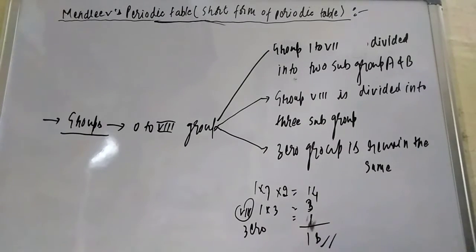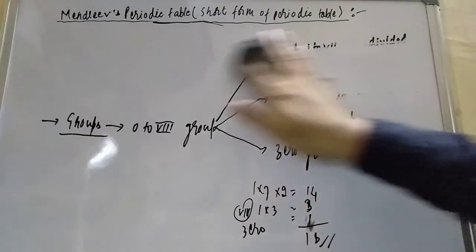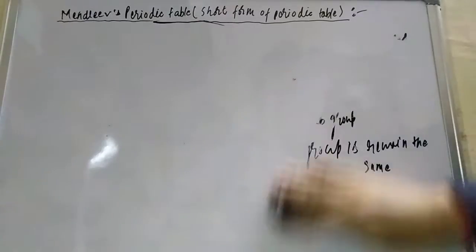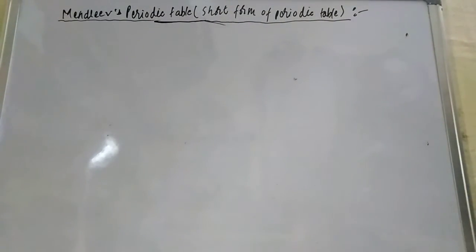Okay, now friend, what about the period? How are the periods arranged by Mendeleev? Let us see the period also. So after the group, there is the period also we have to study, friend. So let us try to understand the period.